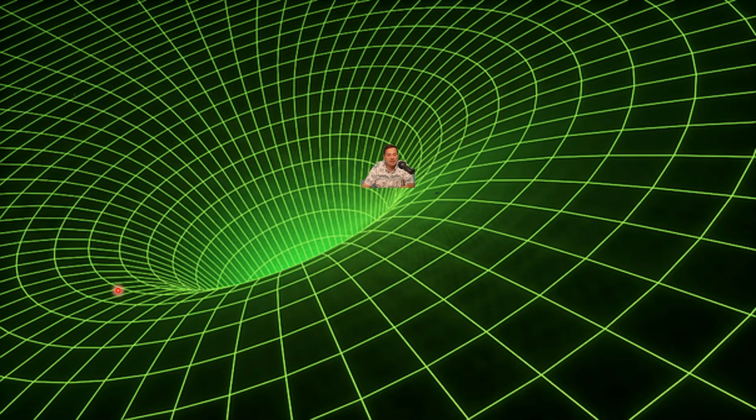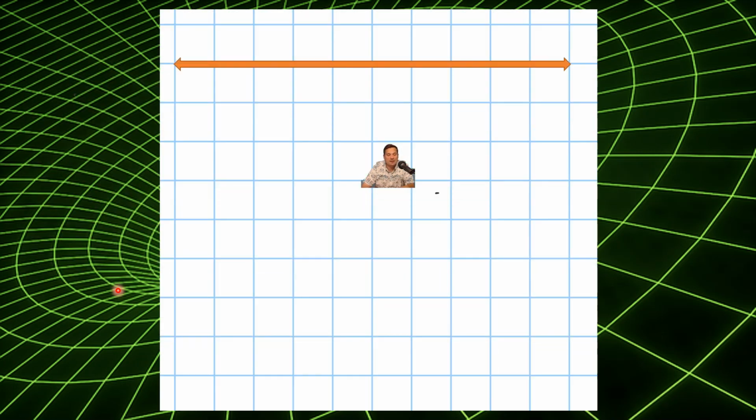Let's take a look at building up a graph of this though. So it's going to look like this. Here's our grid. Here's our usual x-axis, vertical axis.